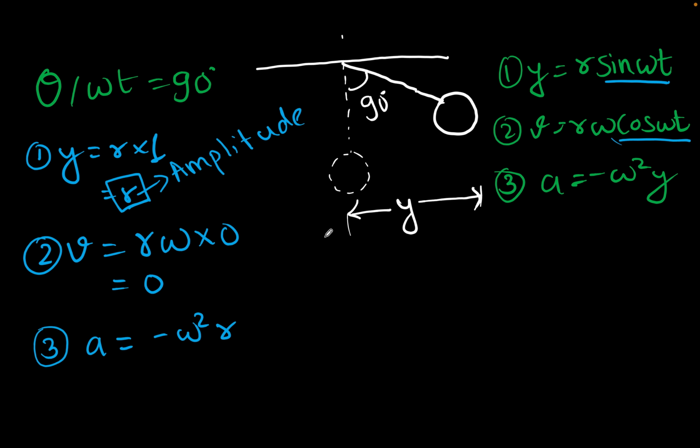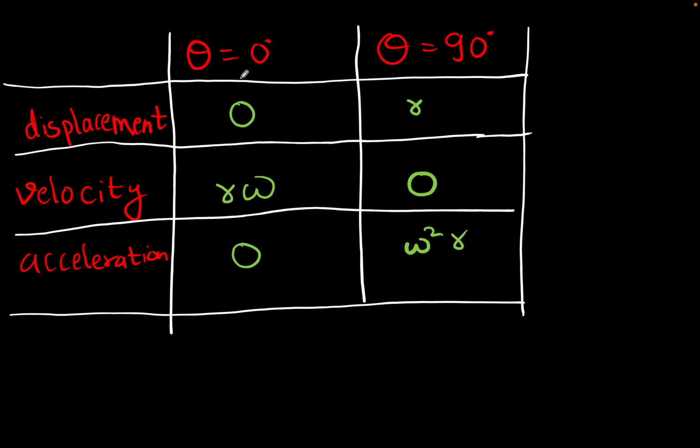All right, so let me write this down in a table. This is our table, and this is what we discussed so far. When theta is 0, displacement is 0, acceleration is 0, and velocity is r omega, which is maximum. And when theta is 90 degrees, our displacement is maximum, that is r, our velocity is 0, and our acceleration is again maximum.